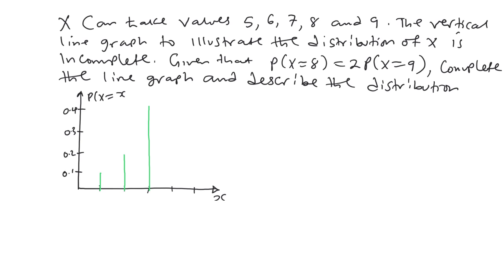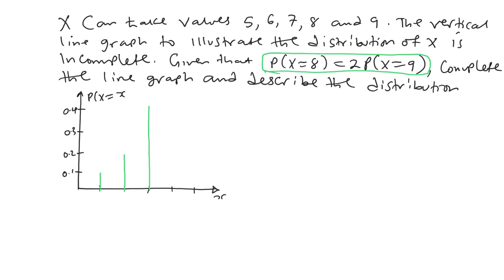Lastly, we solve this problem. It says x can take values 5, 6, 7, 8, and 9. The vertical line graph to illustrate the distribution of x is incomplete. Given that the probability of x equal to 8 is twice the probability of x equal to 9, they are saying we complete the line graph and also describe the distribution. This information is going to help us find the probability.